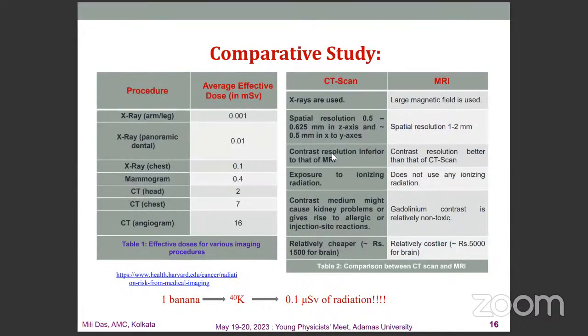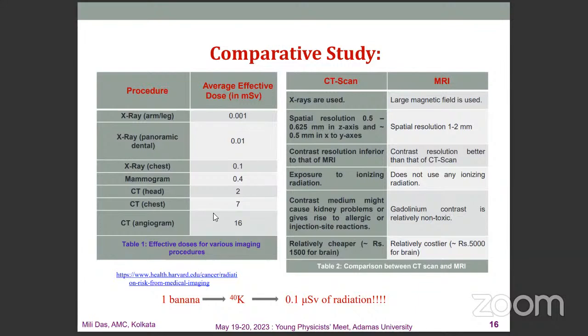And next, the comparative study: procedure, X-ray of arm or leg. Just see the average effective dose we receive. If one X-ray is done, 0.001 millisievert; X-ray chest, 0.1 millisievert; CT chest, 7 millisievert; and CT angiogram, 16.